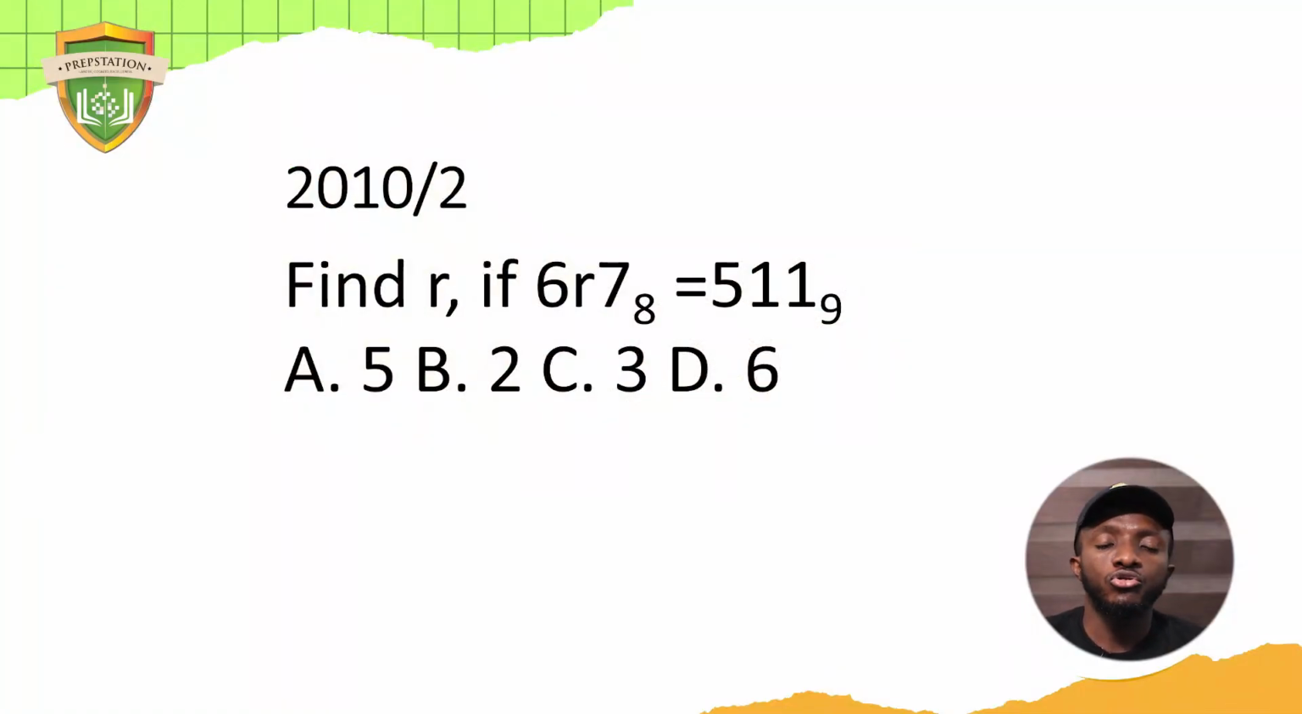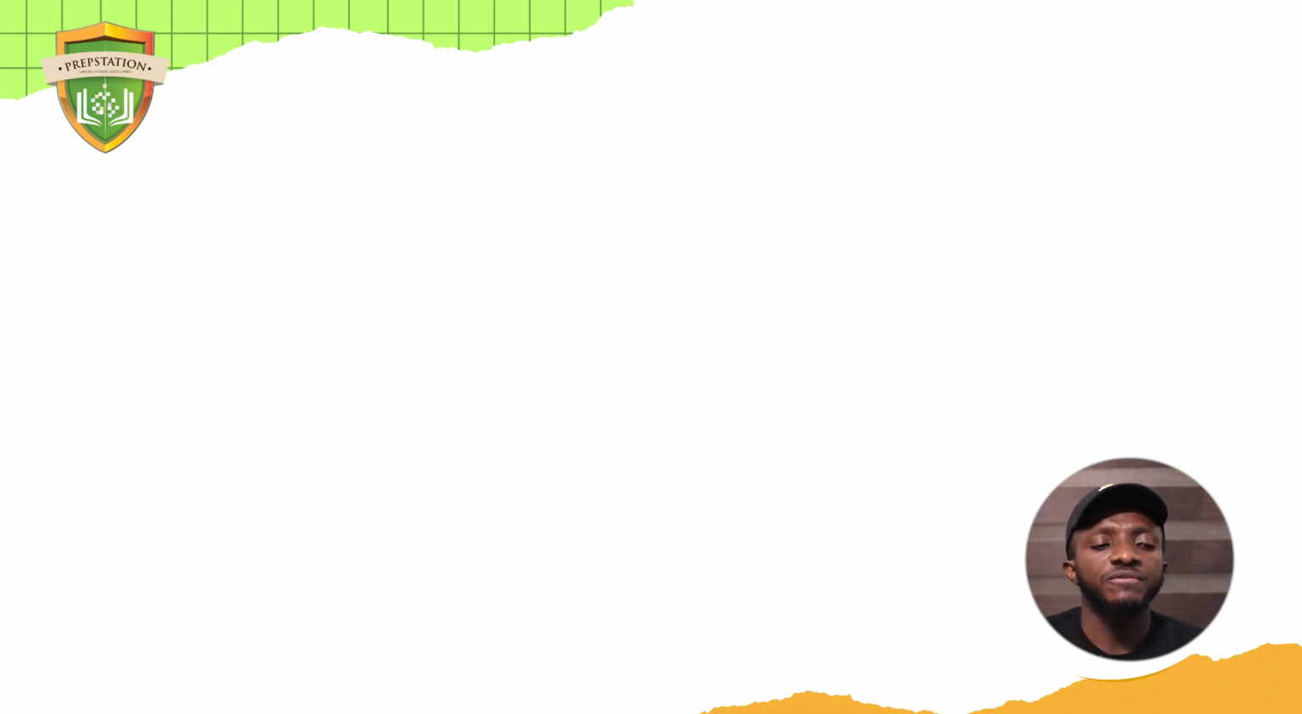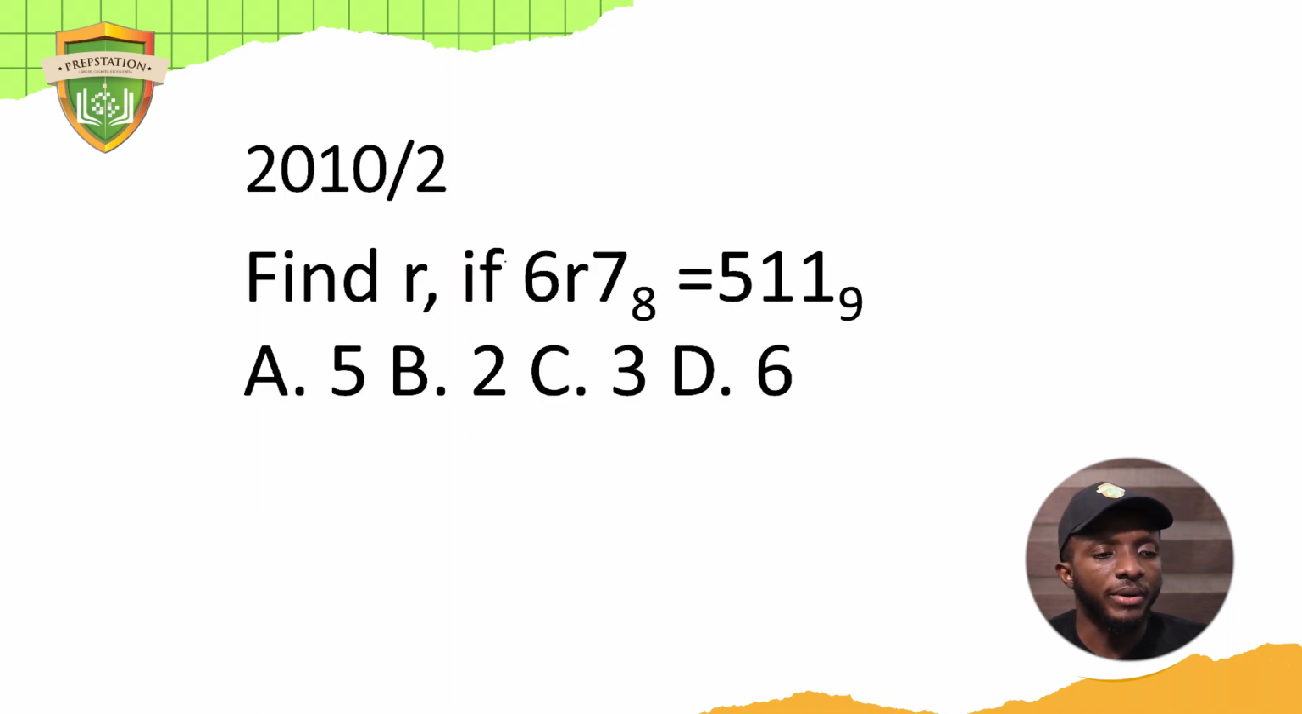2010, question 2. It says find R if 6R7 base 8 equals 511 base 9. Now, this is a number-base question. So if we have 6R7 base 8 equals 511 base 9.